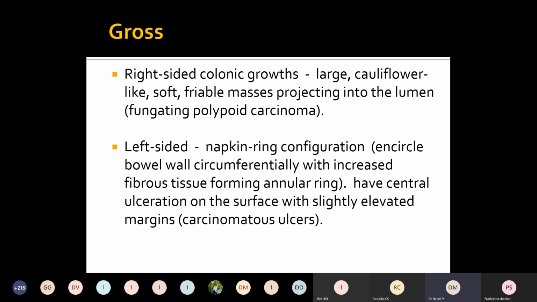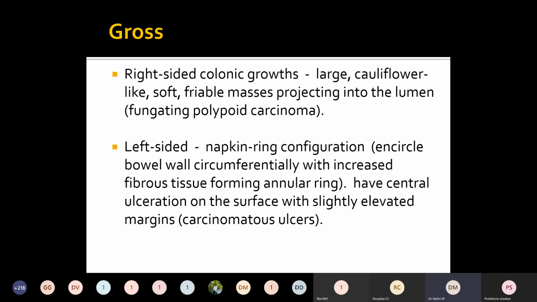Grossly, this is again very, very important. The right side colonic growths, that is the ascending colon and the hepatic flexure, are large cauliflower-like growths, soft and friable masses. They project into the lumen. So right side growths are more of the fungating type. They are large cauliflower-like fungating carcinomas.